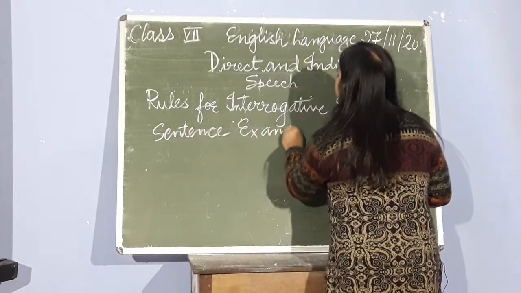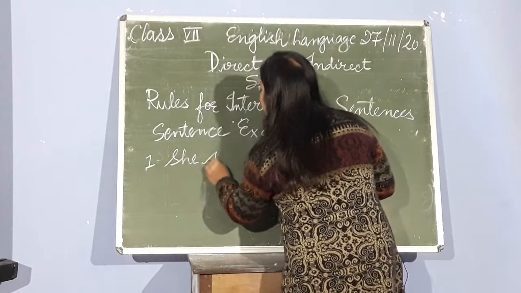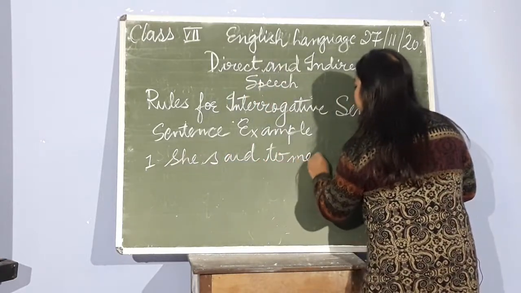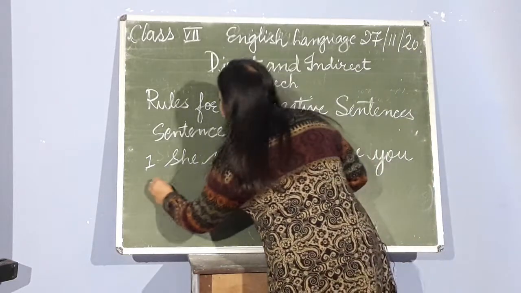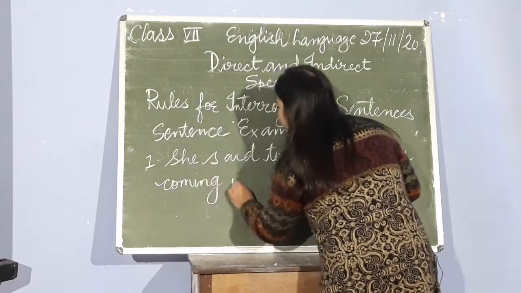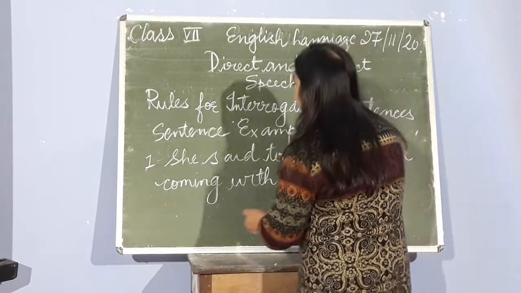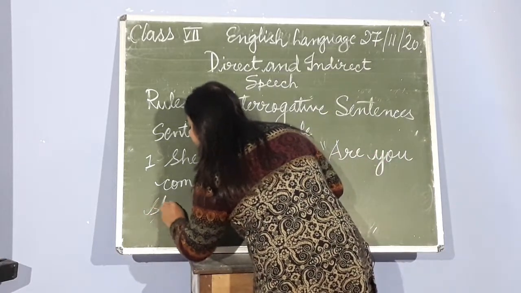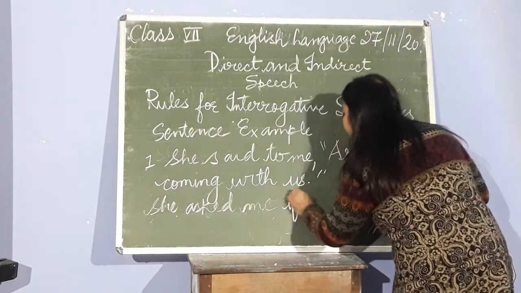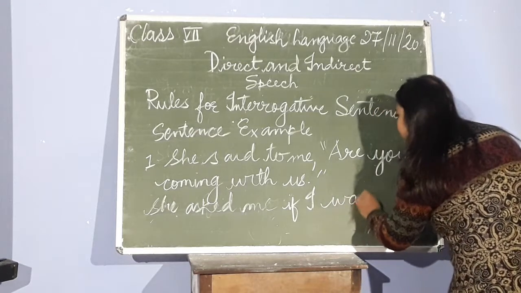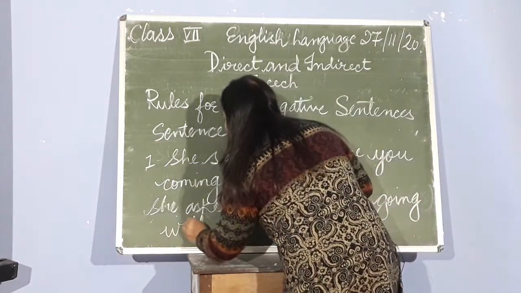Sentence example. Number 1: she said to me, are you coming with us? It starts with an auxiliary verb, are, isn't it? Okay, so you'll have to write, she asked me. You'll have to use the connectives like if or whether, isn't it? If I was coming or going, okay? If I was going with them.